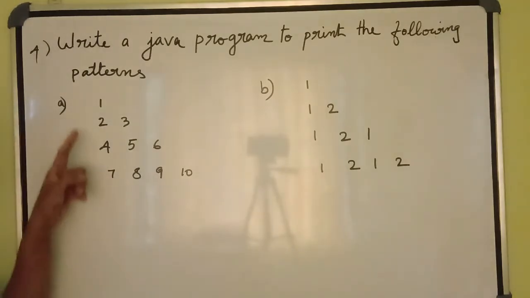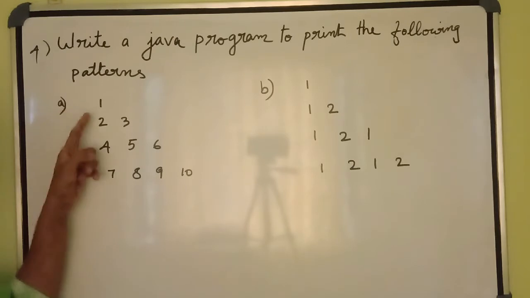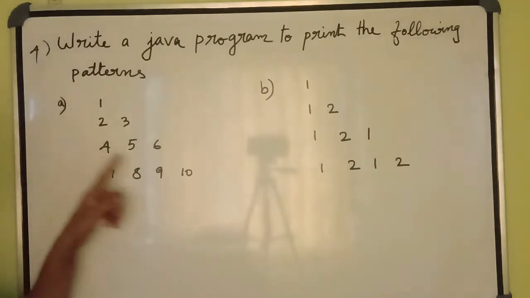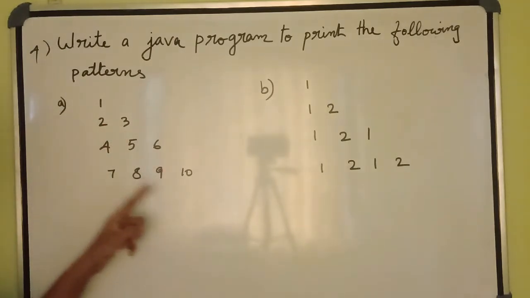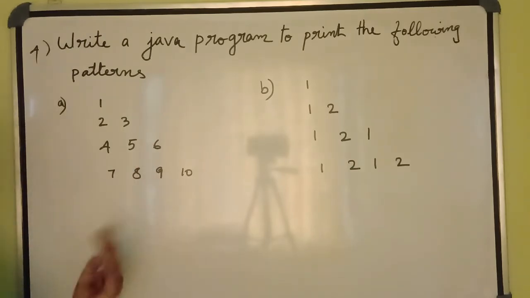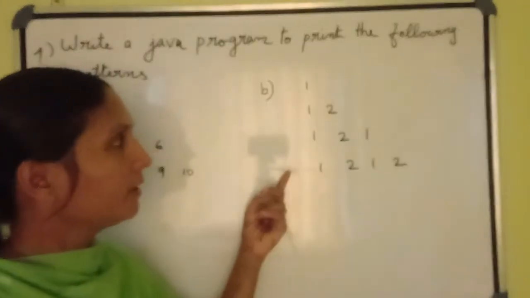First one, in the first question: in the first row we have 1. The second row 2, 3. The third row 4, 5, 6. In the fourth row 7, 8, 9, 10. How can you do this one? Let's check. Then next one, 1.